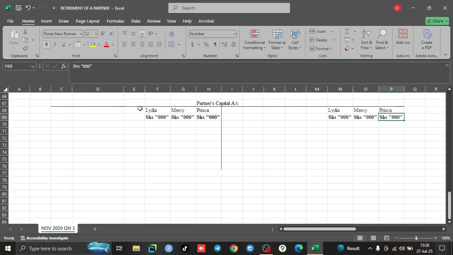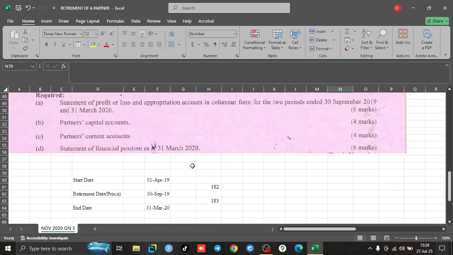If you have any drawings, you debit this account. If you revalue upward, that is a revaluation gain, you debit. If it's a revaluation loss, you credit. If you introduce goodwill, you debit. If you write it off, you credit it. No, if you introduce goodwill, you credit it, and if you write it off, you debit it. So let's start with the balance brought forward. How much capital did they have at the beginning of the year?